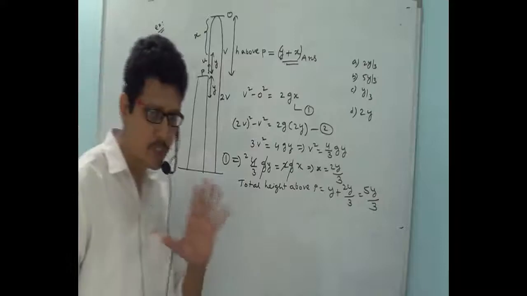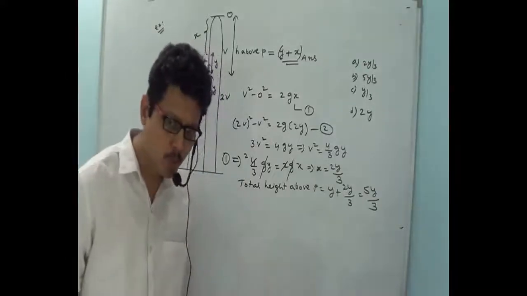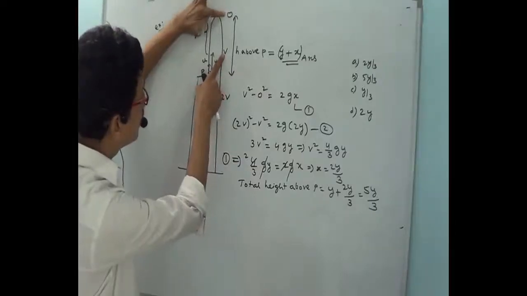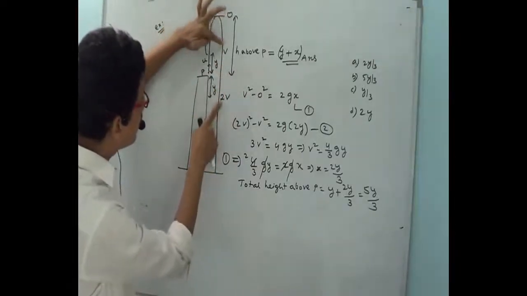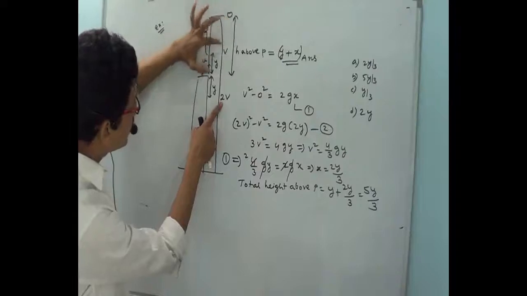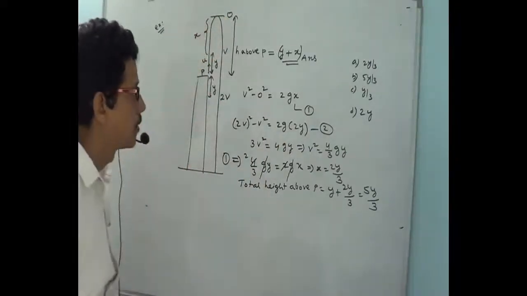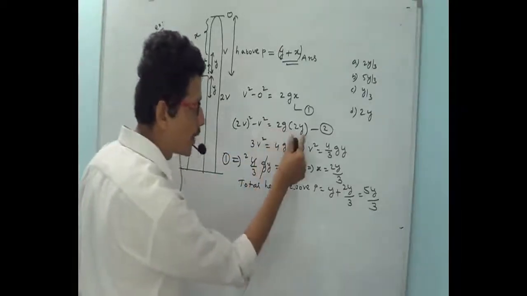So how many times did I apply v square minus u square is equal to 2as? 2 times. One from here to here, this equation. And from here to here. And what is the distance here? 2y, na? 2y. Okay.